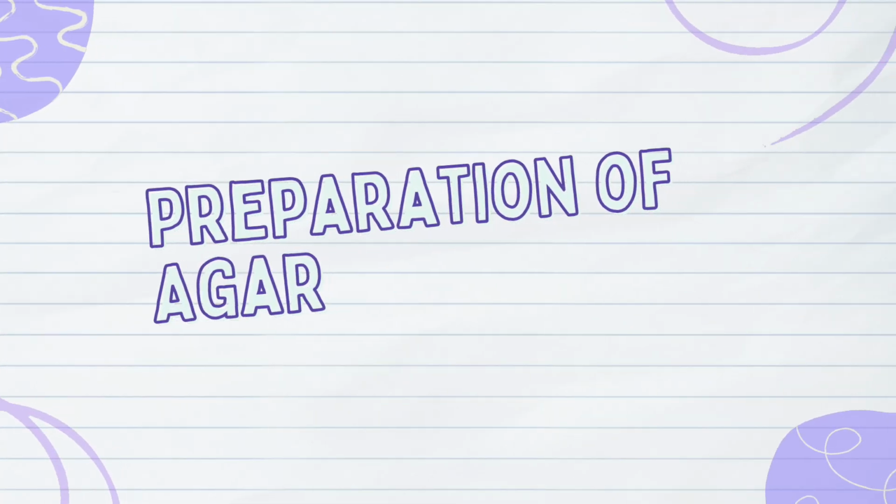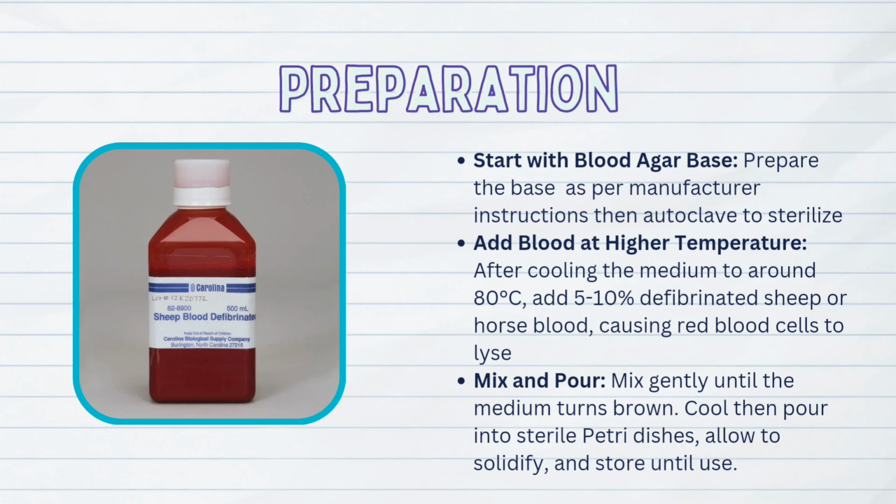Preparation of the agar. When it comes to preparing chocolate agar, you start just like blood agar. So you prepare your base as per manufacturer's instructions. Then you autoclave and sterilize. You can use a base such as nutrient agar, for example, and follow the manufacturer's instructions, and autoclave and sterilize.